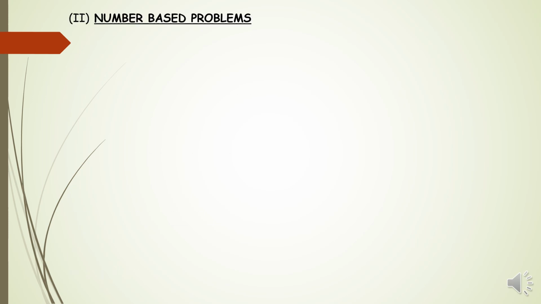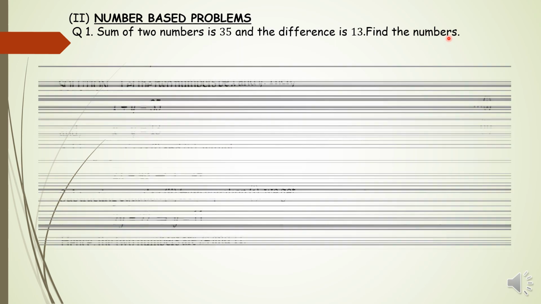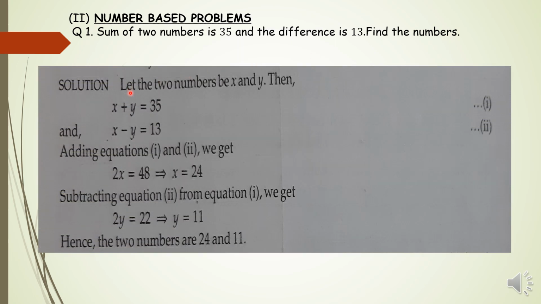Next is a problem based on numbers. Question. Sum of two numbers is 35 and the difference is 13. Find the numbers. This type of questions are very easy. Solution. Let the two numbers be x and y. We need to find the numbers, so we are taking that two numbers as x and y.